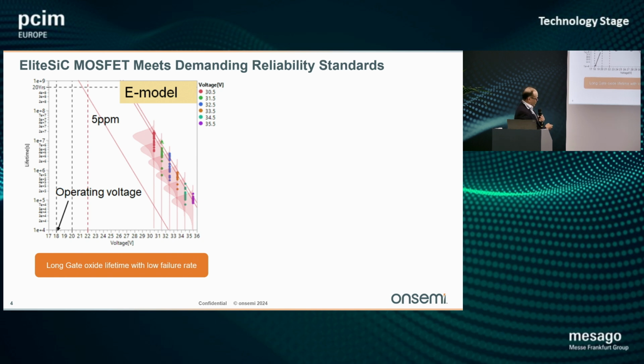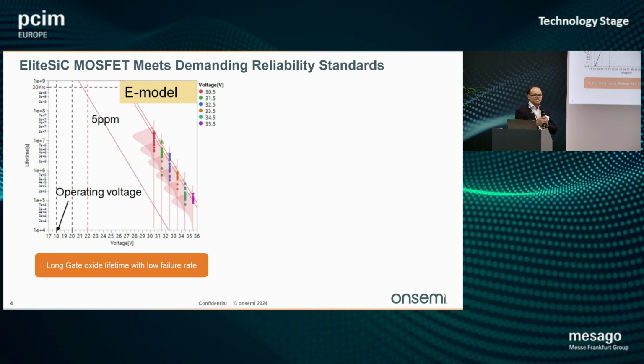Typically our devices are operated at 18 volts. You can see that at 18 volts, over a 20-year lifetime, the failure rate is under 1 PPM. So we're talking about parts-per-billion type failure rates of the gate oxide itself. This is the type of quality required to meet the demands of such a high-volume industry as automotive. The lifetime and failure rates are very, very good.